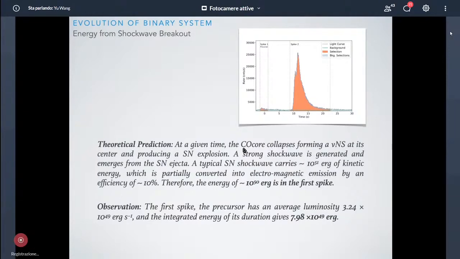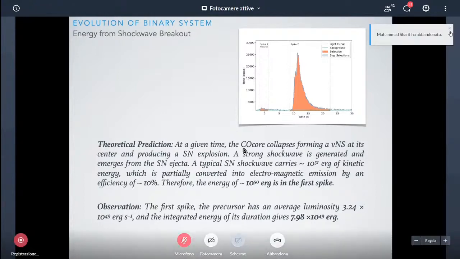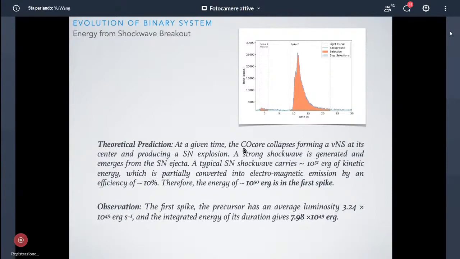The explanation follows that theoretically, at a given time, the supernova occurs, and a strong shock wave is generated and emerges from the supernova ejecta. A typical supernova shock wave carries about 10^51 erg of kinetic energy, which is partially converted into electromagnetic emission with an efficiency of about 10%. Therefore, an energy of 10^50 erg is in the first spike, theoretically. And from observation, the first spike, the precursor, has an average luminosity of 3 times 10^49 erg per second. The integrated energy over its duration, about 3 seconds, gives 8 times 10^49 erg, as estimated above from theory. So the theory and the observation match well.